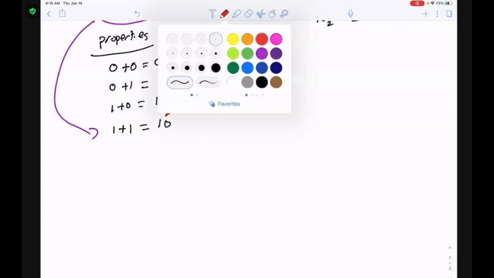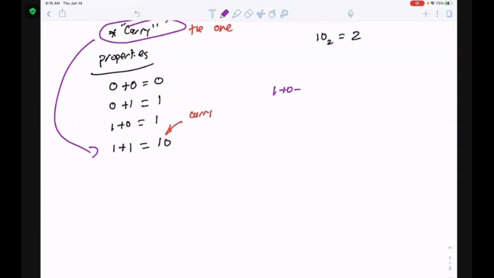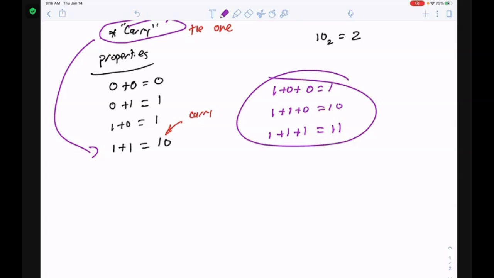And similarly, if we were to add in a third digit, the numbers would be the same. So, 1 plus 0 plus 0 would give me 1. 1 plus 1 plus 0 would also give me 1. 1 plus 1 plus 1 would give me 1, 1, because that'd be 3. All right, so these are basically the other 3 properties when we add 3 numbers.